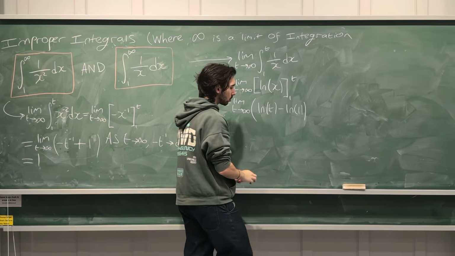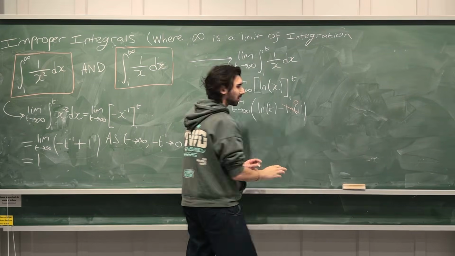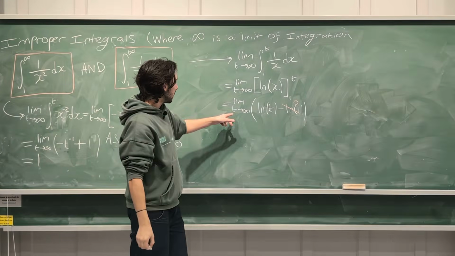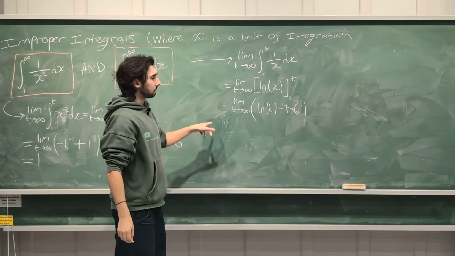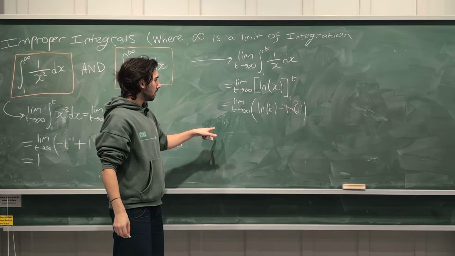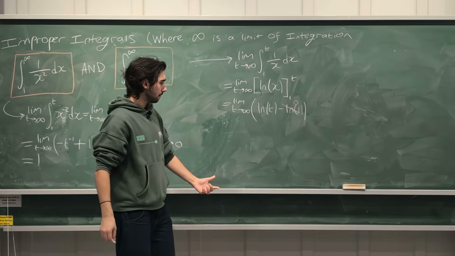But by the way, guys, the natural log of 1 is the number 0. That's the number 0, so I'm just going to ignore it. And so we have the limit as t approaches infinity of the natural log of t. Well, the natural log of t, as t goes to infinity, actually just goes to infinity as well, okay?